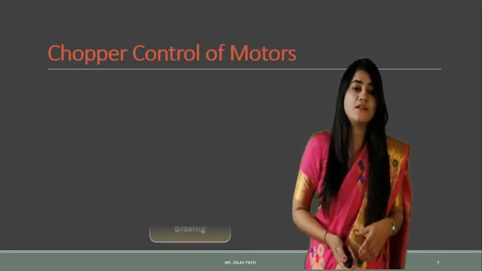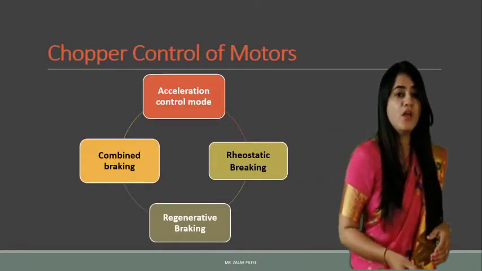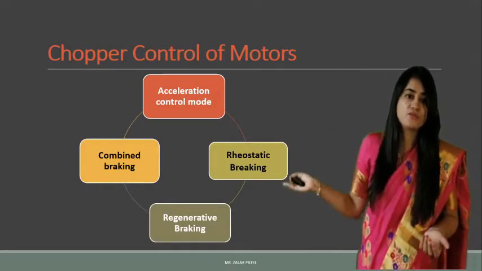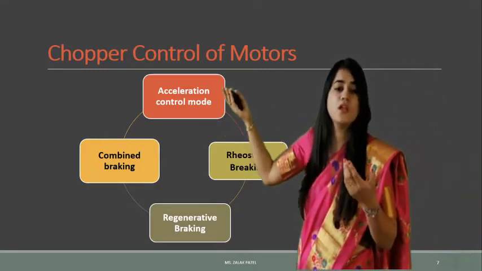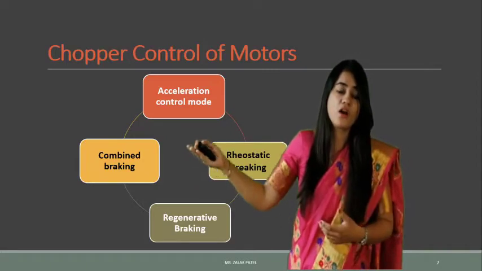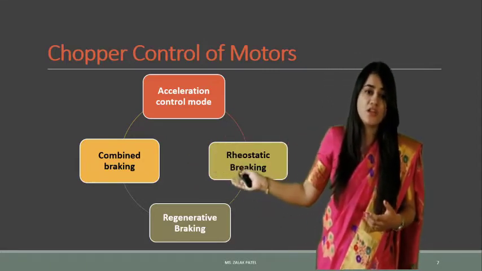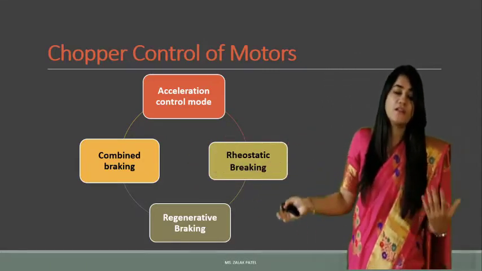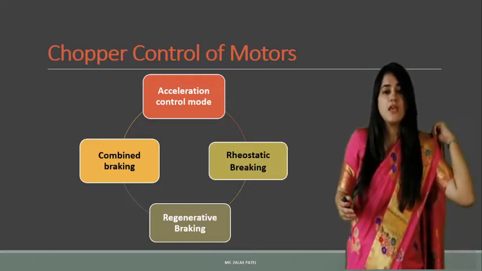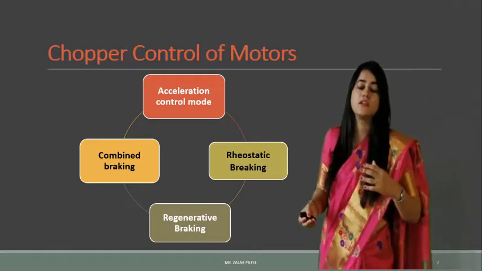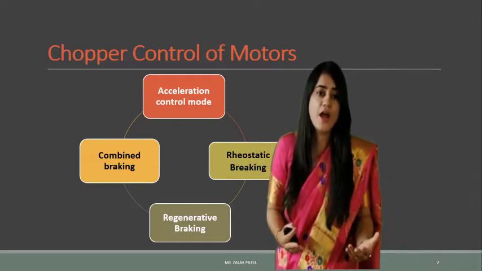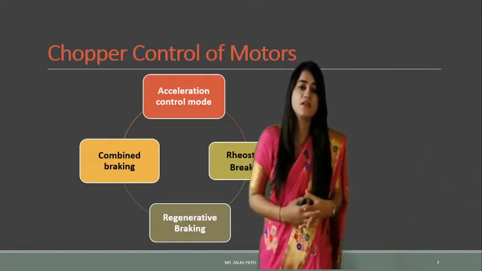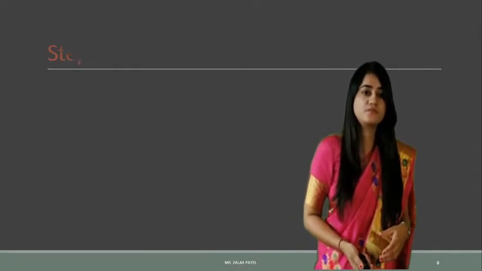So first of all, let's talk about chopper motor control with the different categories. It will be divided into acceleration with velocity proportional. It also depends on combined braking, rheostatic braking of the motor, and regenerative braking. So mainly chopper control can be achieved with three different braking mechanisms: combined, rheostatic and regenerative braking.